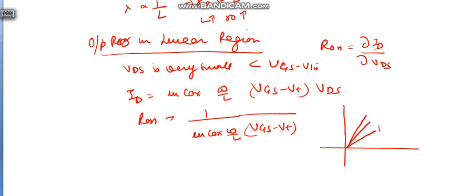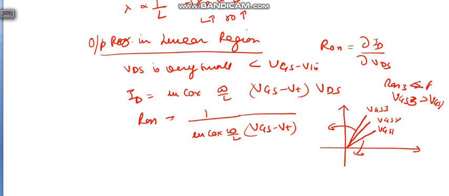So basically if we see, here this is for VGS1, VGS2, VGS3. Here the slope is high, here the slope is low, because VGS3 is greater than VGS1. So R on 3 is less than R on 1.